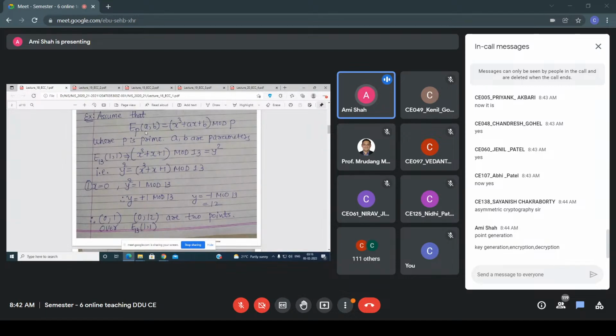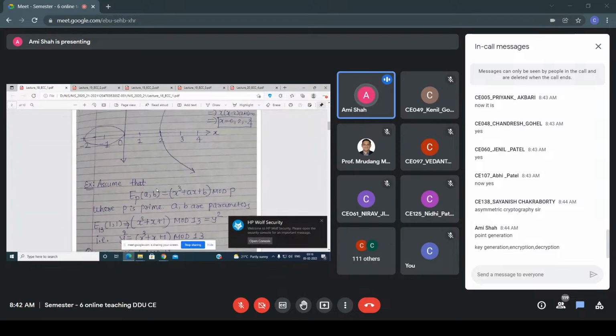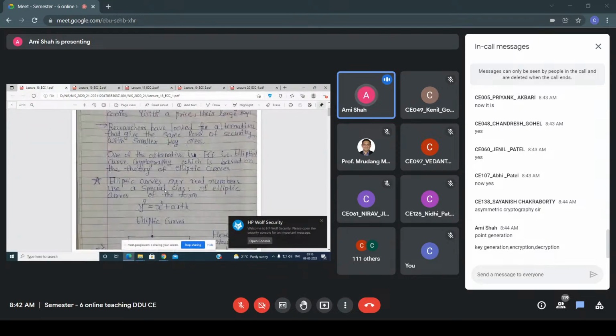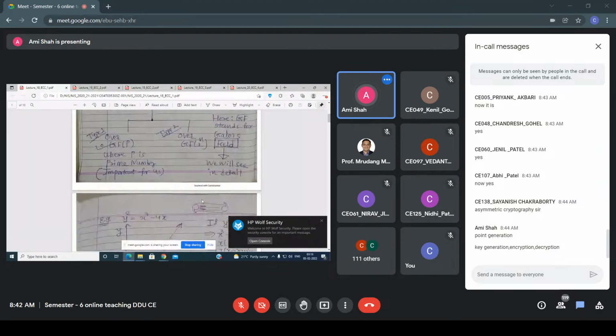Now once the user enters the a, b, and p values, let's say the value of a is 1, the value of b is 1, and the value of p is 13. The user enters these values. Now you have to apply the point generation algorithm. I think all of you know that, and later I will show you. So this is the equation for the curve: y square equals x cube plus ax plus b.